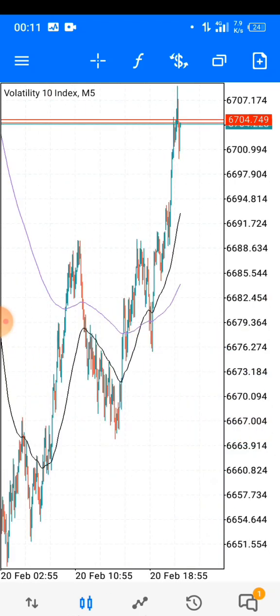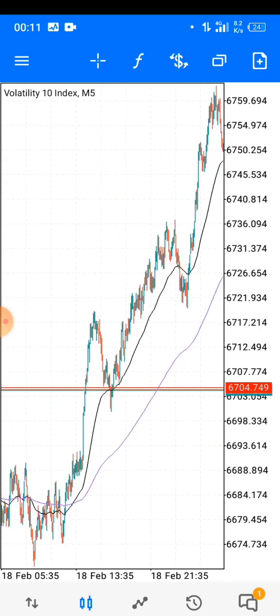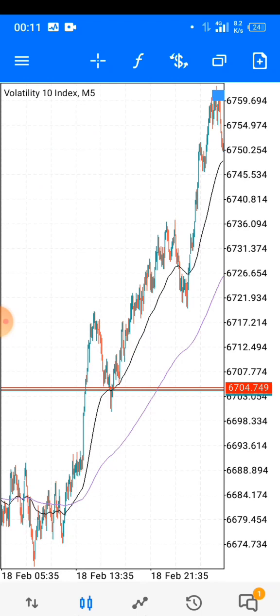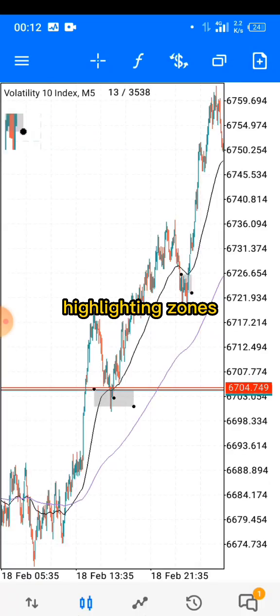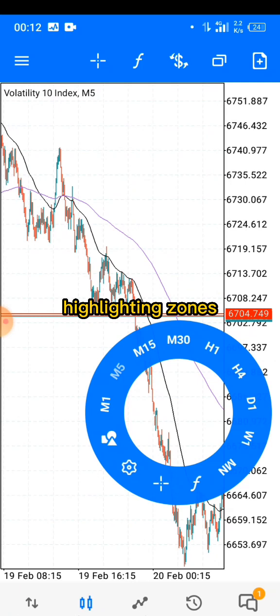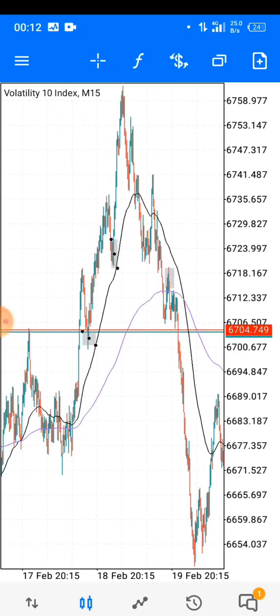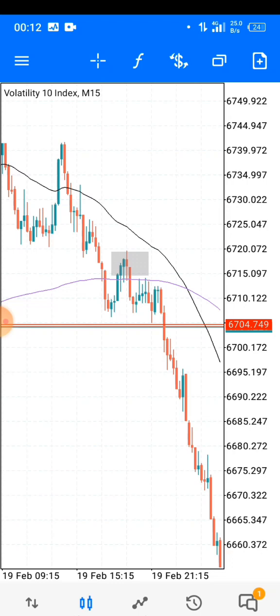So let's go back to our 5-minute time frame, and let's see maybe this example right here. Let's highlight around here, this region right here, and let's highlight this region again. And let me highlight this region. So let's go to our 15-minute time frame and check which candlesticks were being formed in that region.